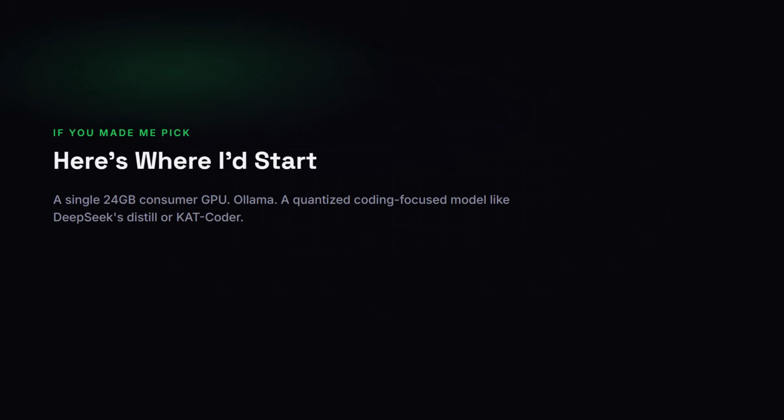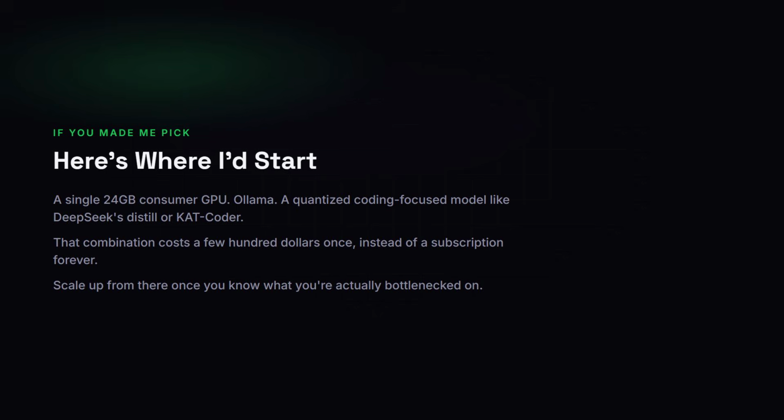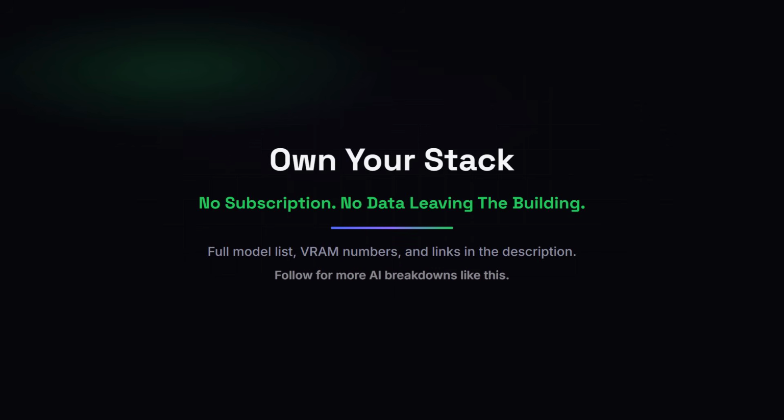If you made me pick one setup to start with, a single 24GB consumer GPU, a Llama, and a quantized coding-focused model like DeepSeek's Distill or KAT-Coder. That combination covers most day-to-day work, costs a few hundred dollars once instead of a subscription forever, and teaches you more about how these models actually work than any closed API ever will. Scale up from there once you know what you're actually bottlenecked on. You can't run Claude, Gemini, or ChatGPT at home, but you were never actually stuck. The open model world has quietly caught up for most real work.